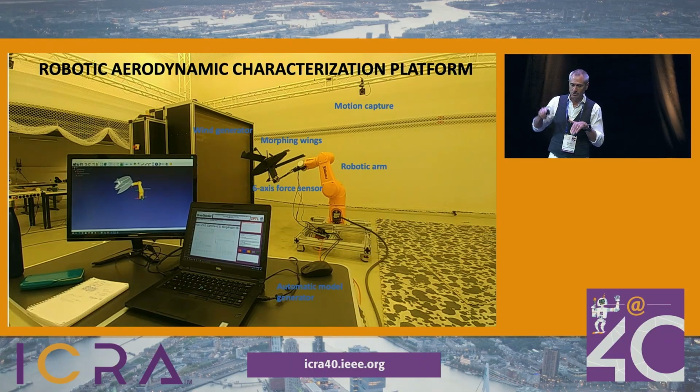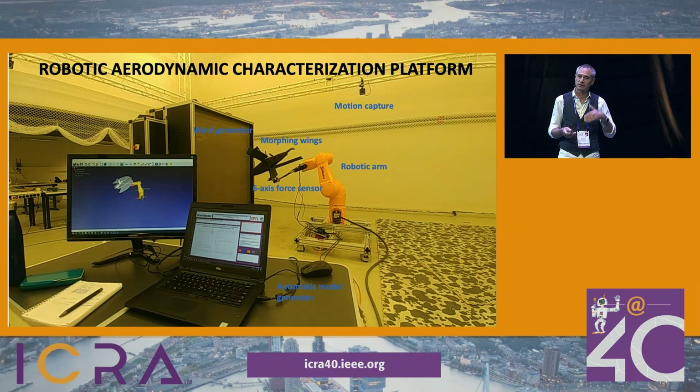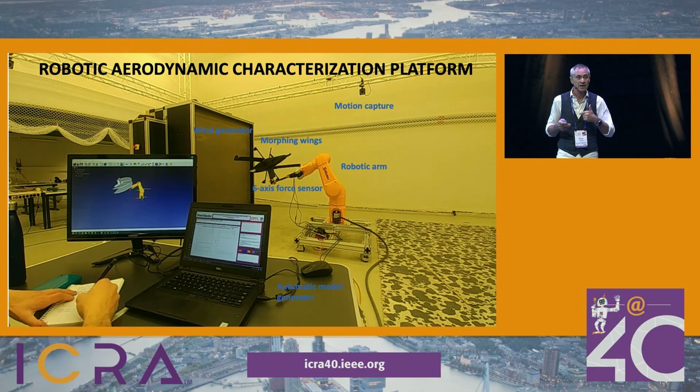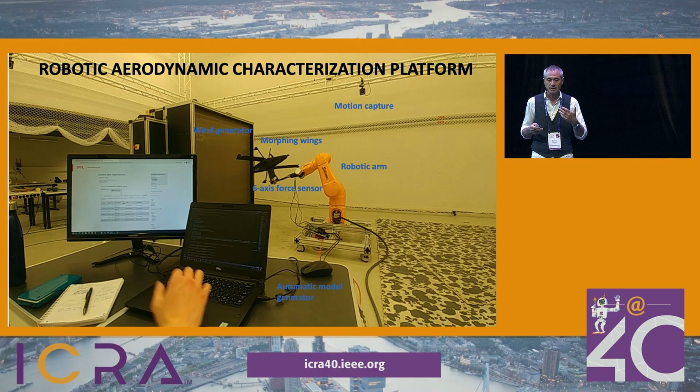Here is not the same drone that you see, but the robotic arm has a load cell sensor that allows us to measure the drag and lift forces, as well as the roll, yaw, and pitch moments that the drone experiences at different angles of attack as moved by the robotic arm, at different wind speeds generated by the wind tunnel.